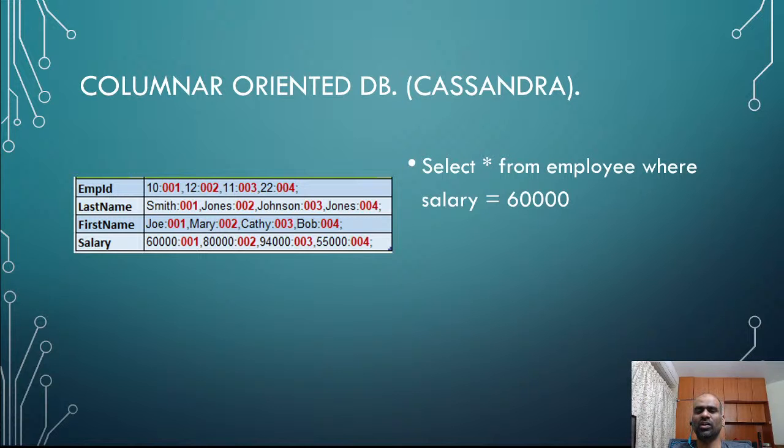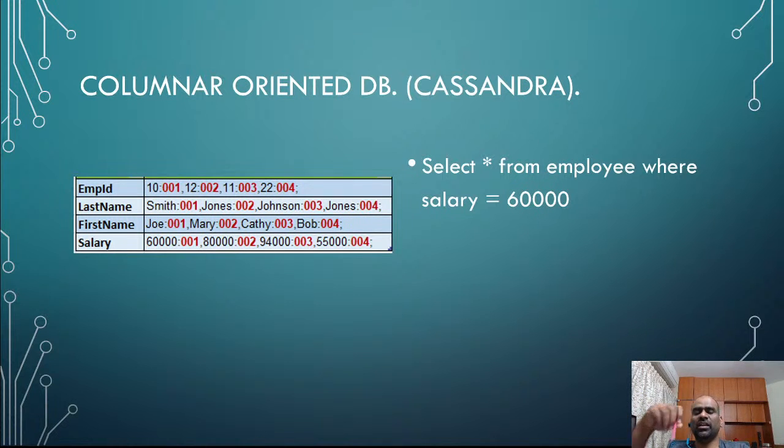This is an interesting one. What happens if I put select star from employee where salary is 60,000? Now it has to go through all the columns or the rows and figure it out for each and every data, correct? What if I put just select star from employee? It will be worse than the actual SQL. Now you need to think about that.